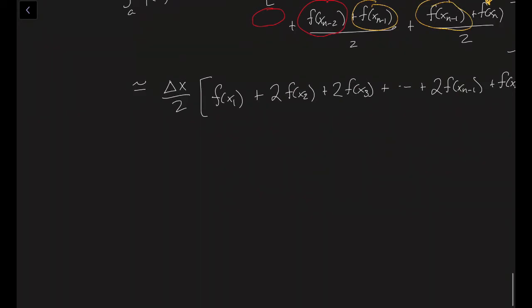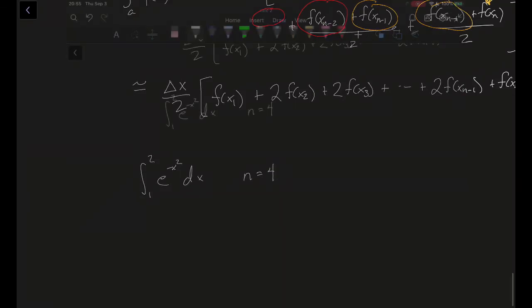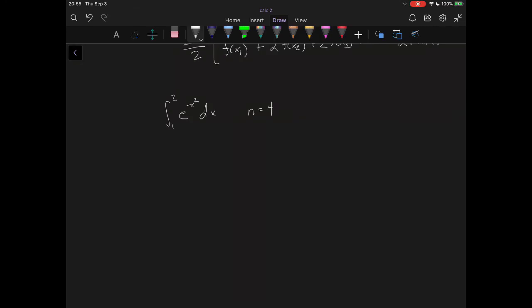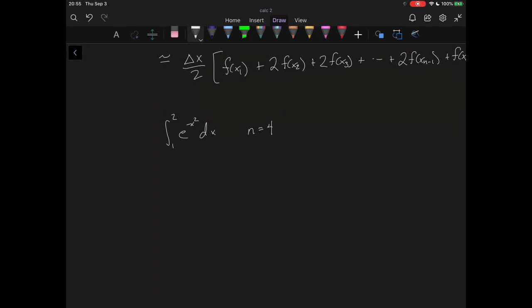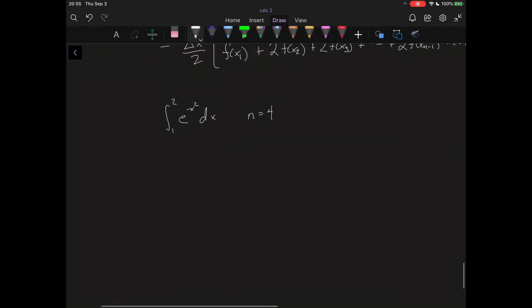So what does that mean in our case? Well, for us, remember, we're integrating e to the negative x squared from 1 to 2 with 4 intervals, so n is 4. So let's figure out what our delta x is, what our f of x sub i's are, and in order to do that, we're going to have to find out what our x sub i's are. So we know what delta x is. It's 2 minus 1 over 4. And that is 1/4.